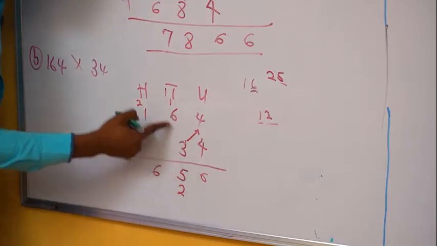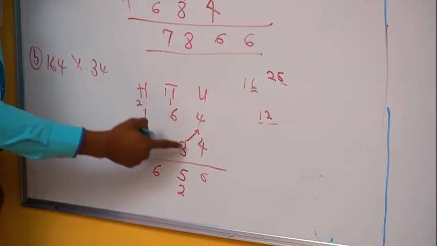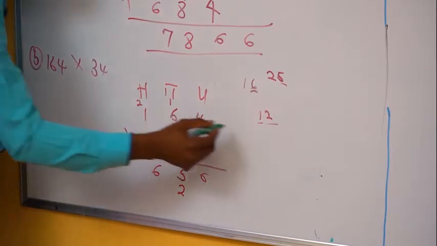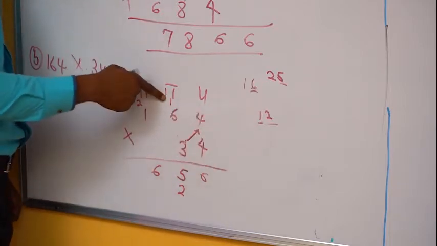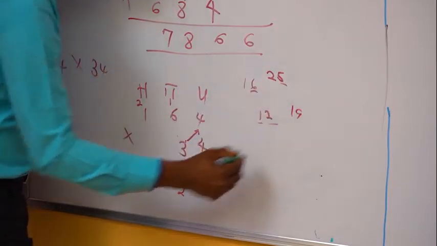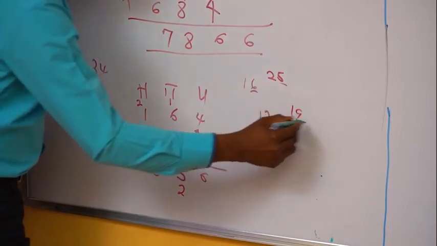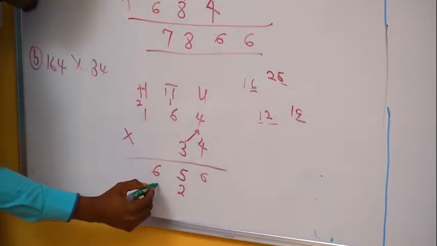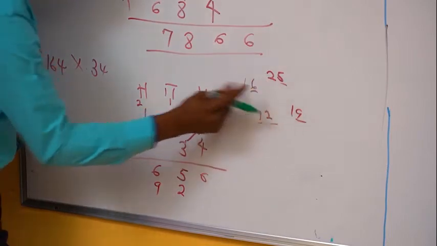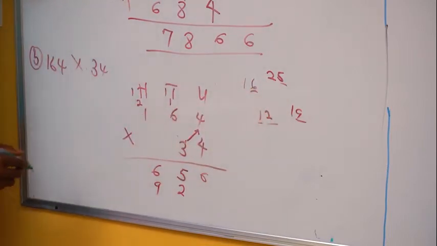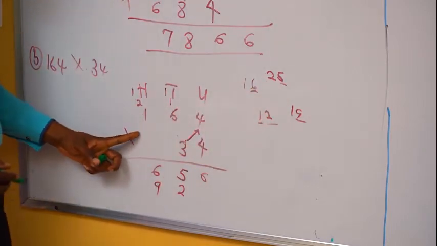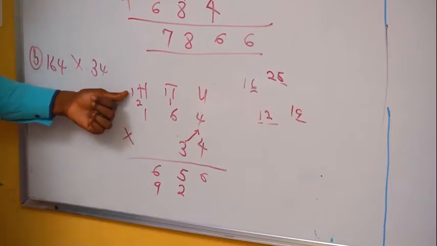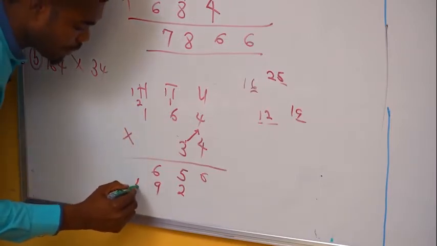Then we do 3 times 6, which gives us 18. Remember we have 1 here, 18 plus 1 is 19. So what do we do? We write down 9 under the hundreds value, and we take 1 to this side. Then we have 3 times 1, which is 3, plus 1, 4. So we write down our 4.